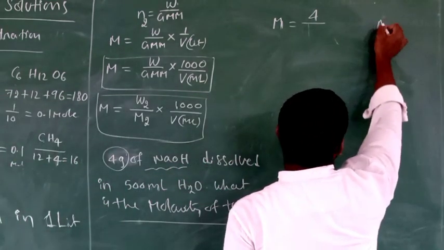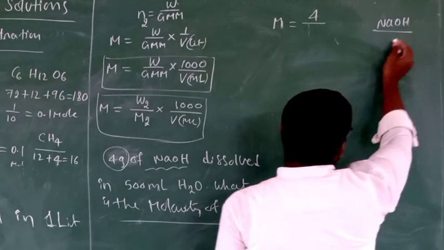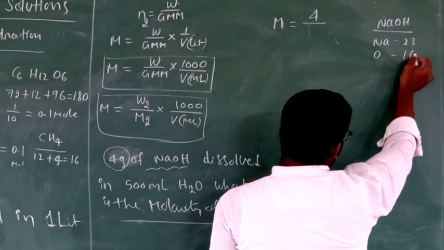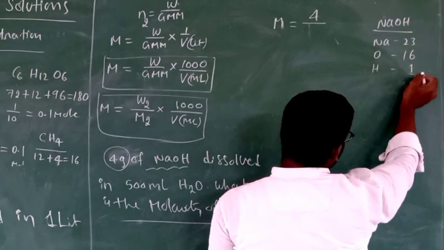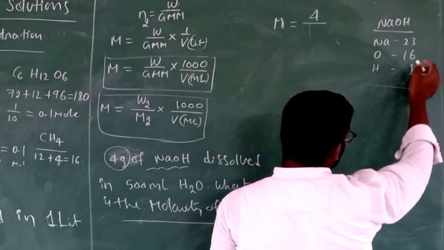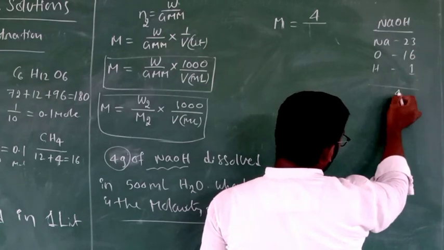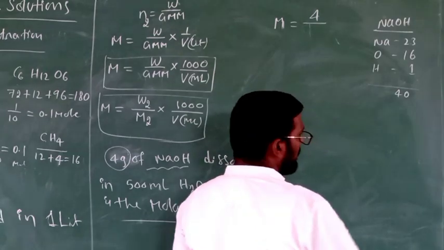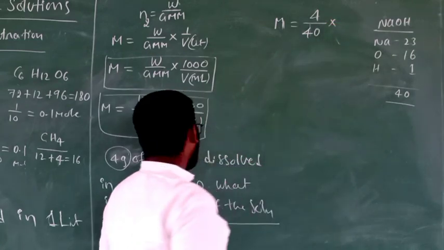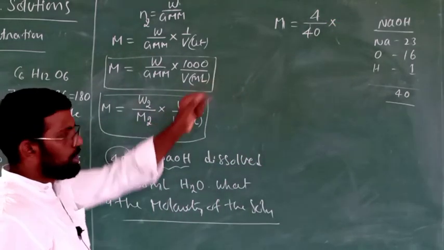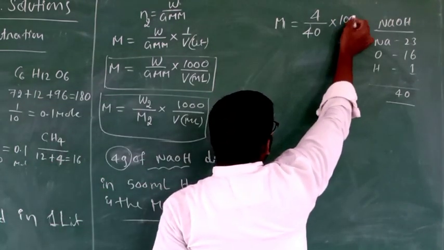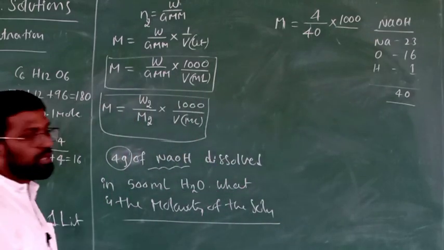The solute is NaOH. Let's see how to find its gram molar mass. The atomic mass of sodium is 23, oxygen is 16, hydrogen is 1. There is 1 sodium, 1 oxygen, 1 hydrogen, so I have written their atomic masses. If I add all three, 23 plus 16 is 39, 39 plus 1 is 40. So the gram molar mass of NaOH is 40. Mass of NaOH is 4 grams, gram molar mass is 40, into 1000 by volume of the solution in milliliters.